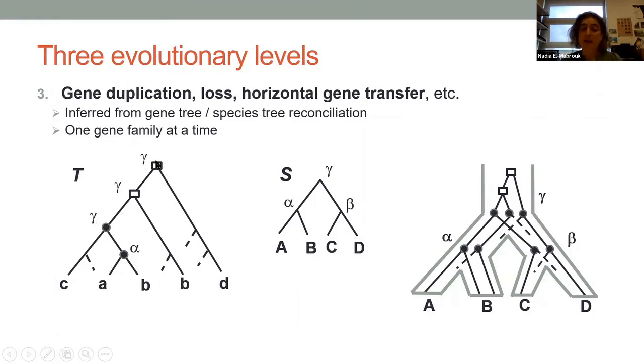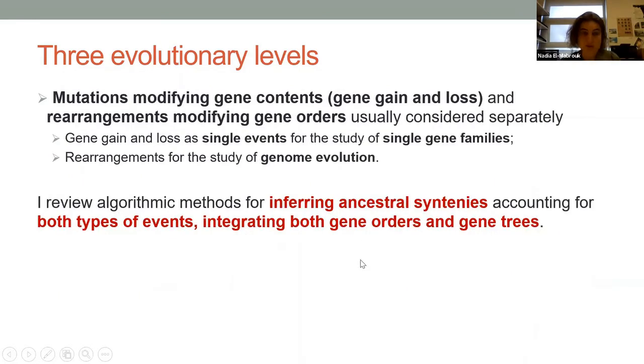Then a node is a duplication node if and only if it is mapped to the same node of S as one of its children. For example, this node is mapped to gamma, and its child is also mapped to gamma, so this is a duplication node. The same holds for this one, and the others are speciation nodes. From this LCA mapping, we can infer the minimum number of duplications and losses. So we infer gain and loss events through such a reconciliation method.